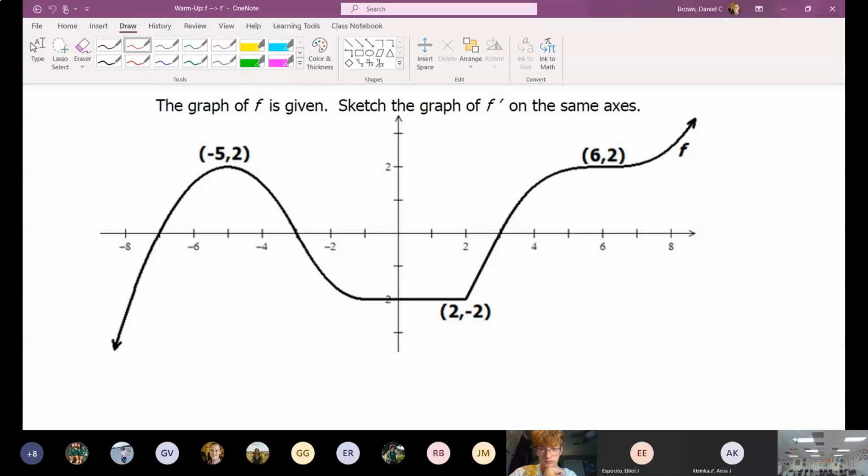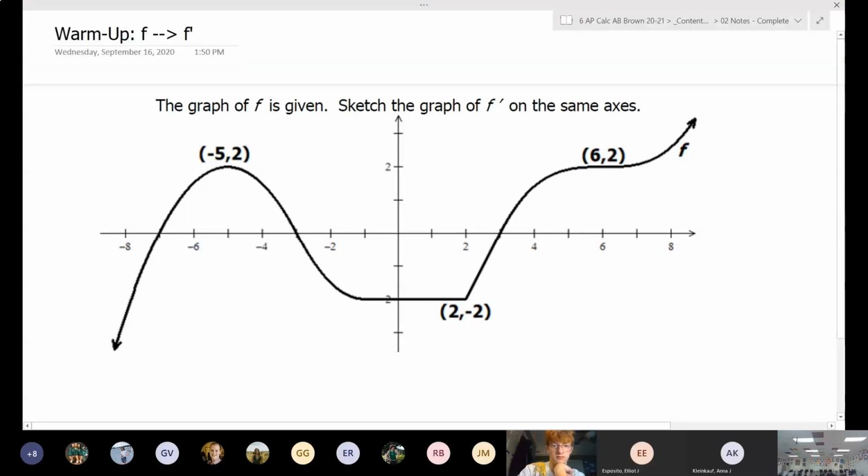So when I start these problems, like if I'm going from f to f prime, I know there's some really easy things to do. And that's where the derivative is equal to 0. So I can see at -5, there is a horizontal tangent. So I know that at -5, the derivative is equal to 0. I can also see here that the graph goes a little bit horizontal at 6. So I know that at 6, the derivative is also equal to 0.